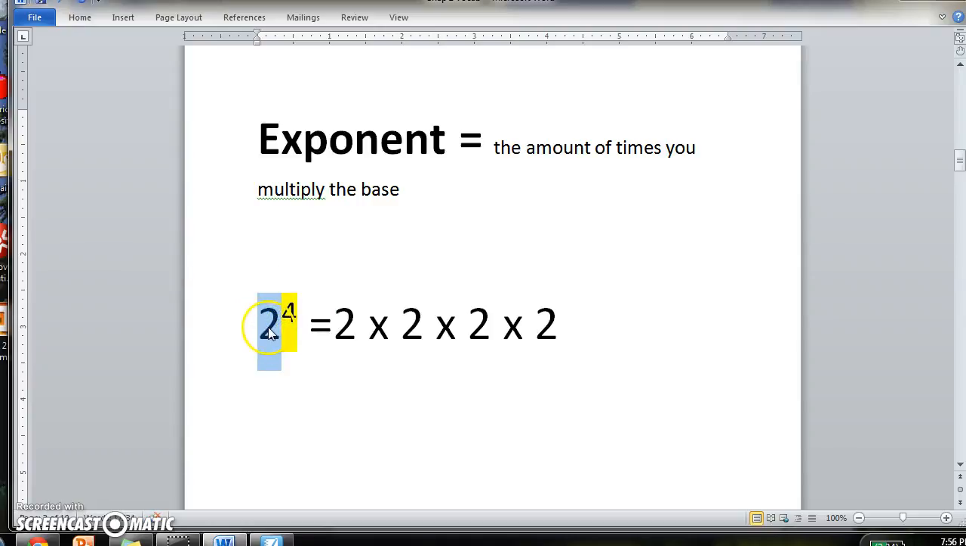So 2 is your base. The exponent is how many times you multiply it. 2 times 2 times 2 times 2. I multiplied 2 4 times. 4 times, the 4 is the exponent. It's the amount of times you multiply the base.